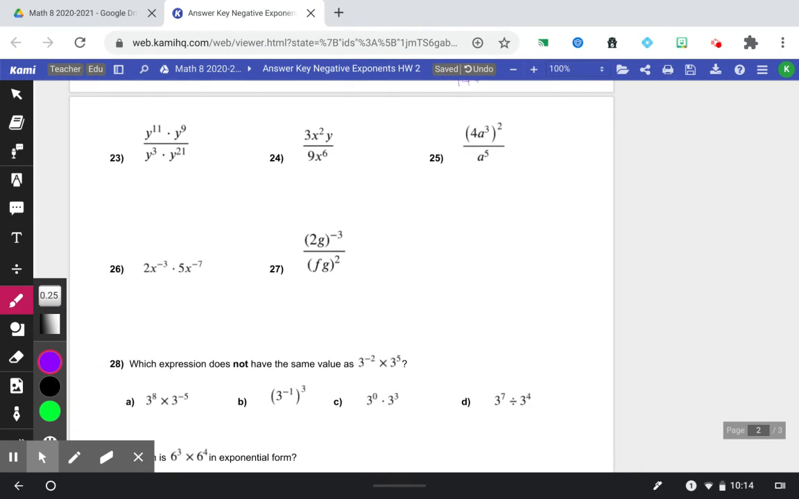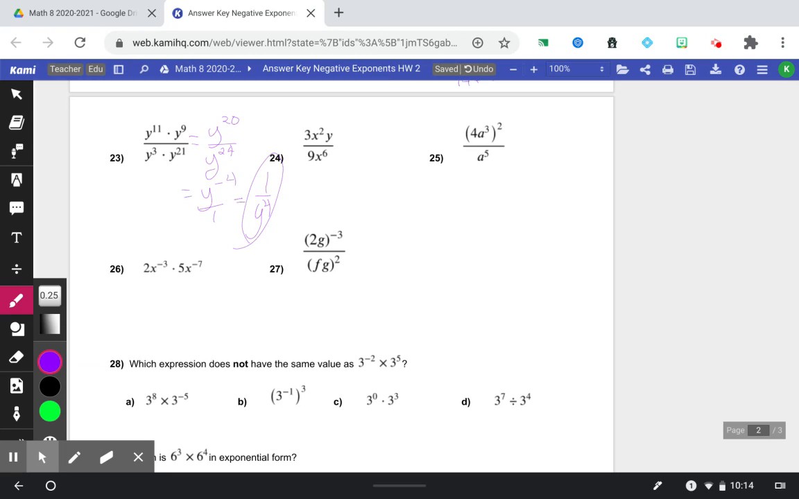All righty, 23. So I am going to multiply across the top. So that means I'm going to add my exponents. I get y to the 20th over, and then add the exponents in the bottom, y to the 24th. Now I'm going to divide. So I keep my base of y, I subtract, so I get y to the -4th. I got to rewrite this, so I'll put it over 1. I'm going to flip and make that exponent positive.